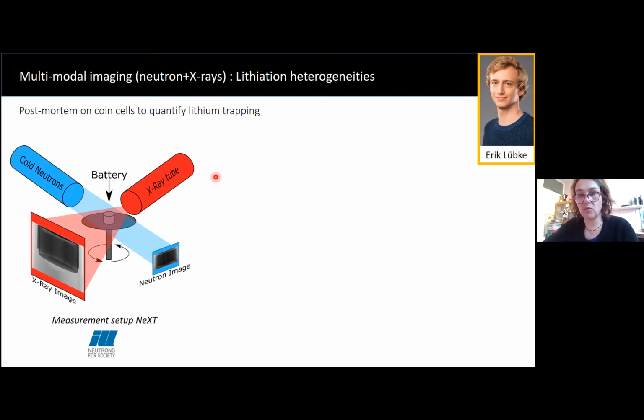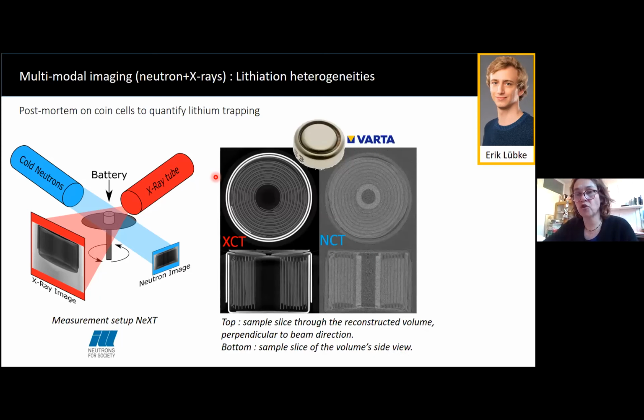So that's what we were doing on commercial cells, which are rolled cells. You see a top view of the cell here, and the side view of the cell, sorry, for the X-rays on the left and for the neutrons on the right. Of course, the contrast is not at all the same. X-rays will be very sensitive to the metals. So in particular, we will see very, very well the current collectors, while the neutrons are extremely sensitive to lithium. Lithium is a strongly absorbing element. As soon as you have lithium in the beam, you will see it.